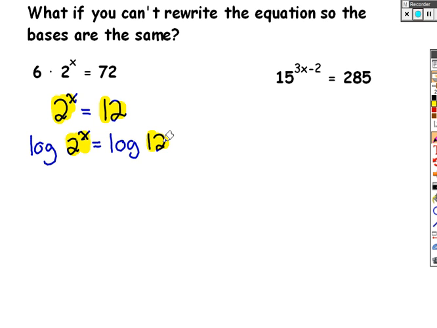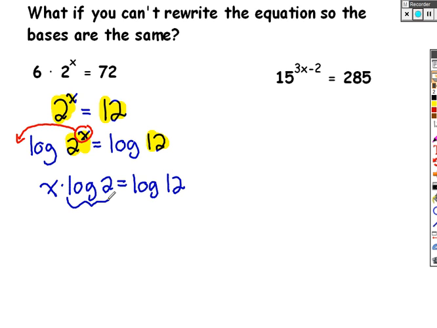So I haven't changed the value of anything, but why would I want to take the log of each side? Well, in the end, I want to end up freeing this exponent. So if I take the log of each side of the equation, then I can apply that third log property and bring the exponent out front. So now I have x times the log of 2 equals the log of 12.